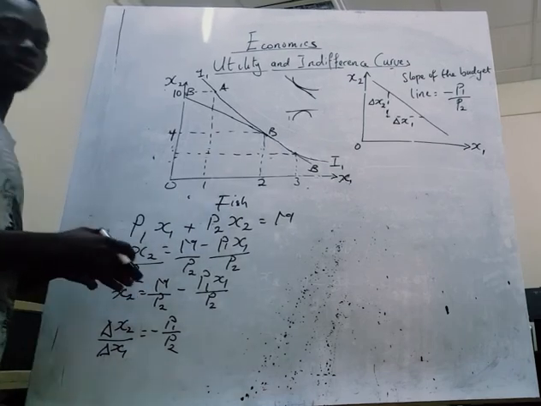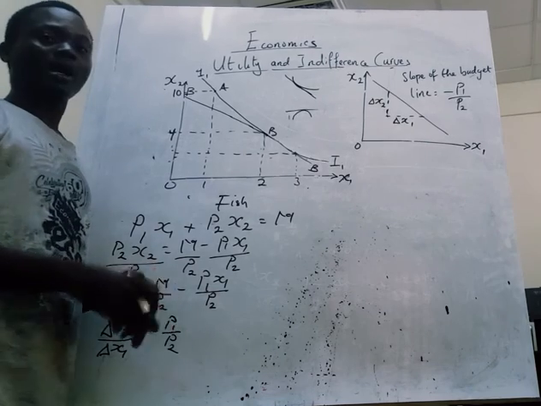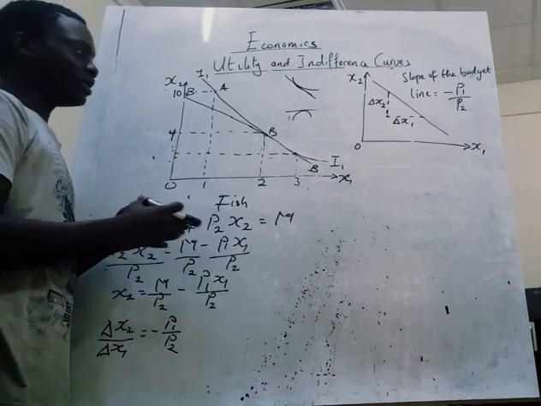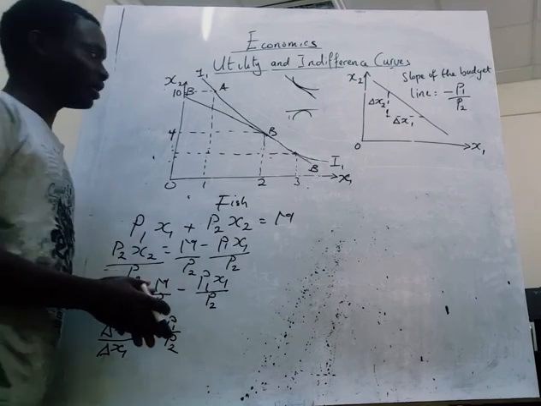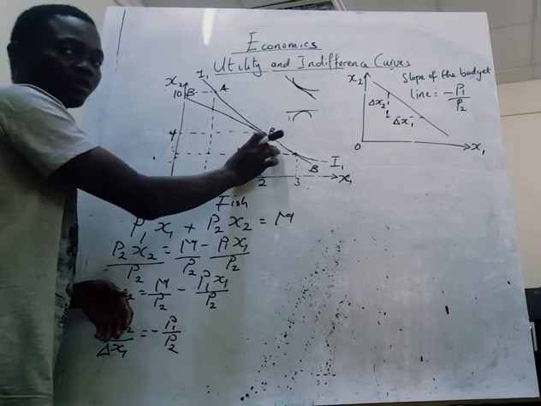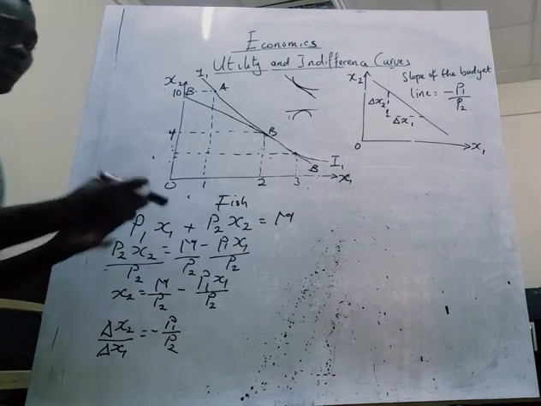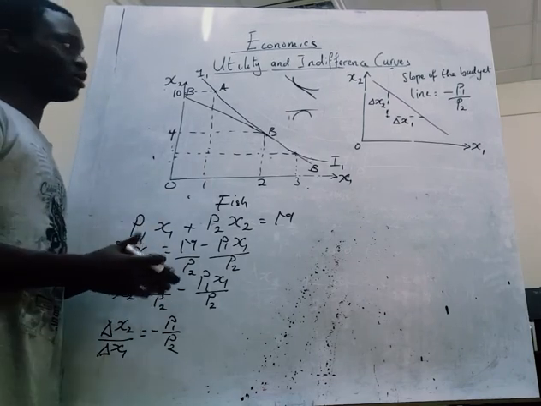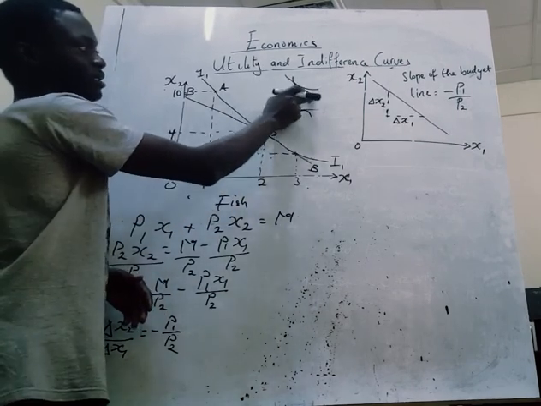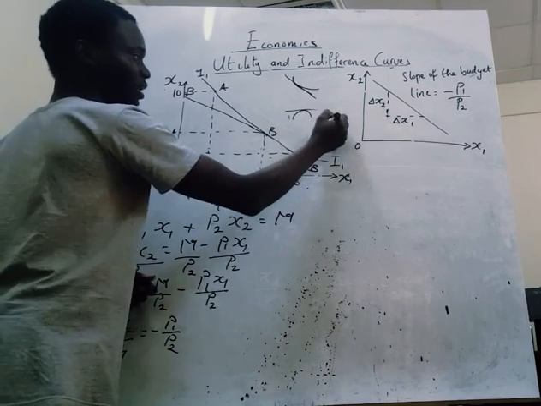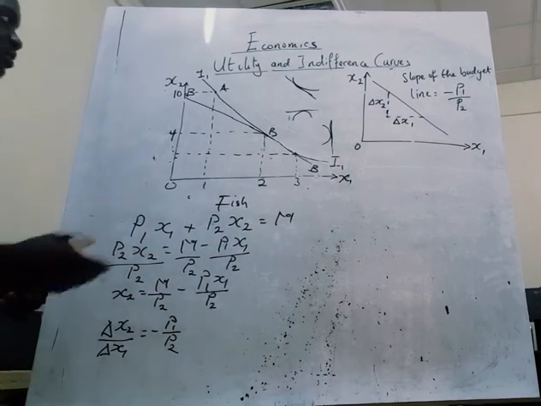So what I want you to understand here is that the slope of the budget line and the slope of the indifference curve are equal. So in essence, we say that the marginal rate of substitution is equal to the ratio of the prices. At this particular point, the marginal rate of substitution is equal to the relative prices. When we are talking about a line being tangential to a curve, we have something like this: this line is tangential to this curve, and so on and so forth.